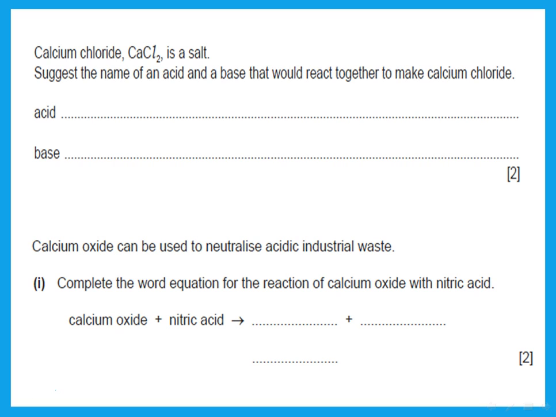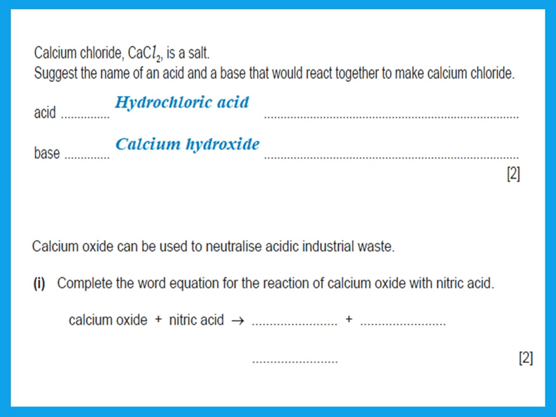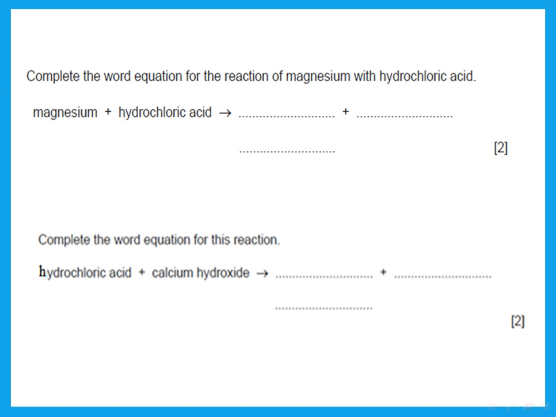Calcium chloride is a salt, so just the name of an acid and a base that would react together to make calcium chloride. So if I want to prepare calcium chloride, which acid and which base should I react together? I need an acid that has the chlorine, so hydrochloric acid, and I need a base that has calcium, so that is calcium hydroxide. The other question says calcium oxide plus nitric acid would give what? This is base plus acid to give the salt. In this case, it will be calcium nitrate plus water.